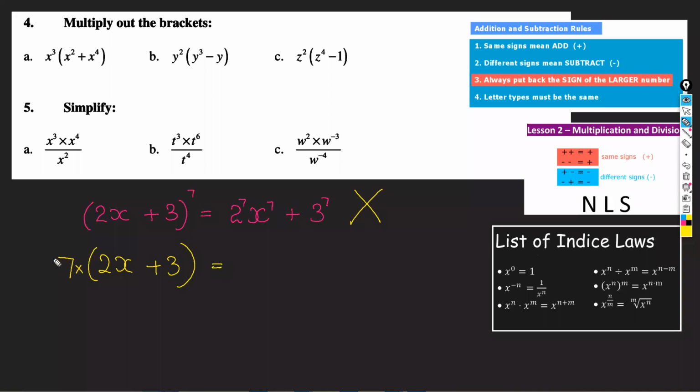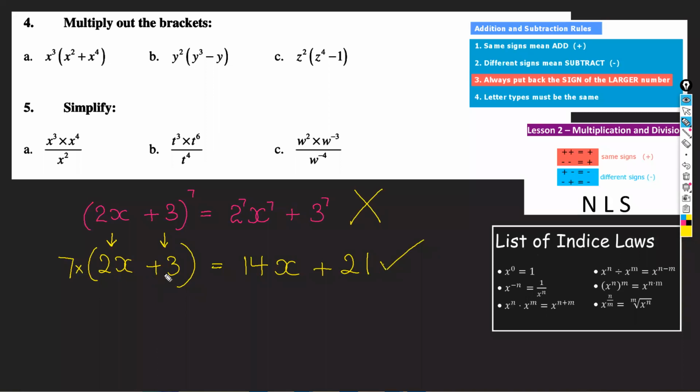Not with the powers, but if the 7 was in front, it doesn't matter if it's addition, subtraction, multiplication, or division. You just have to make sure and multiply everyone inside the brackets by whatever is outside. So 7 multiplied by 2x is 14x, but you also have to multiply the 3 by the 7. 7 multiplied by 3 is 21. I had shown this in video 3, somewhere close to the middle of it.